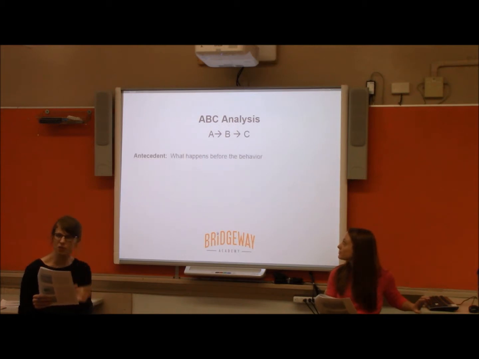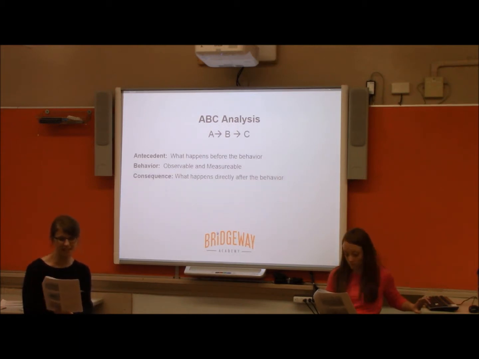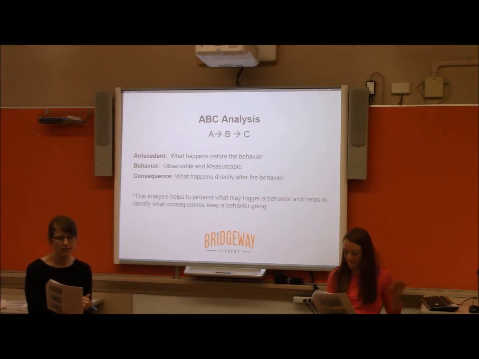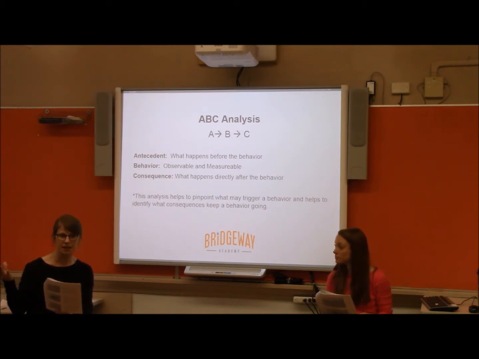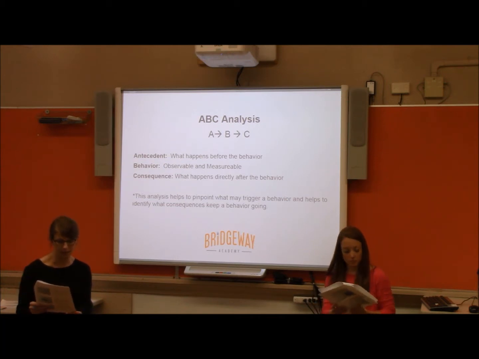Just a quick review of the ABC analysis. The antecedent is what happens before that behavior, that trigger. The B is the behavior that's observable and measurable. Sometimes it's helpful to have somebody else work on that definition with you to make sure you're seeing the same thing. The consequence is what happens directly after that behavior or that response. And this analysis helps to pinpoint what may trigger and what keeps that behavior going and happening again.